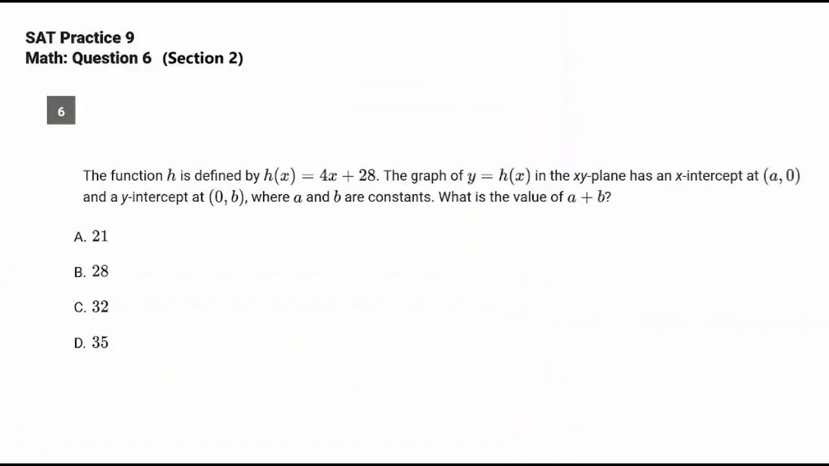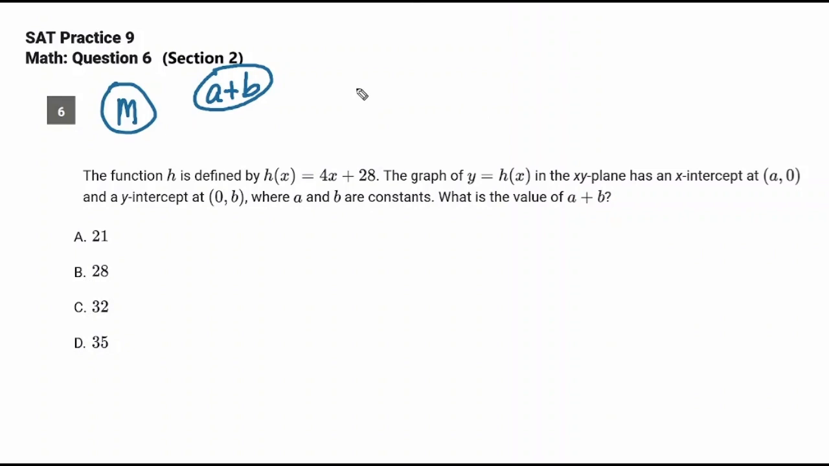We're on SAT Practice Test 9, Math Section 2, Question 6. Level of difficulty is medium. The function h is defined by h of x equals 4x plus 28. The graph of y equals h of x in the xy plane has an x-intercept at a,0 and a y-intercept at 0,b. A and b are constants. What's the value of a plus b? So write down what you're looking for. Circle it.